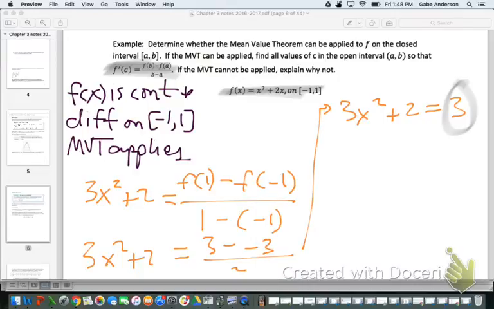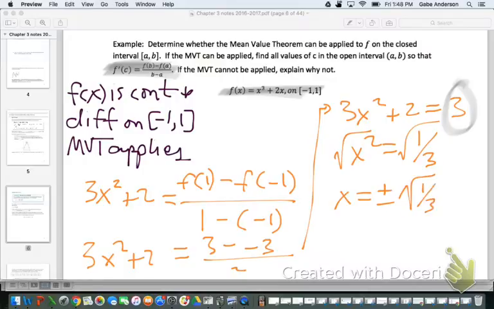Okay, so to solve this, I think the steps are hopefully fairly clear. We'd subtract 2 and divide by 3. So x squared is equal to 1/3. And then we would square root both sides. So how many times did this function speed, so to speak? How many different times did this function hit its average? Twice, right? Because you get x is equal to plus or minus the square root of 1/3.